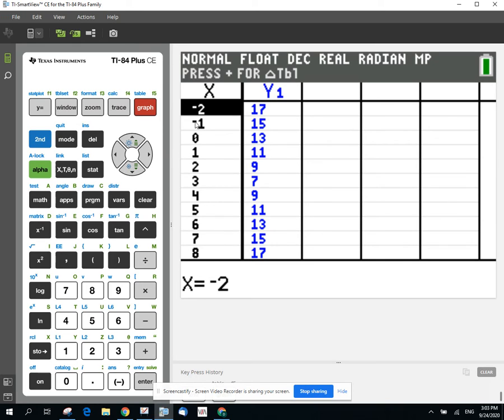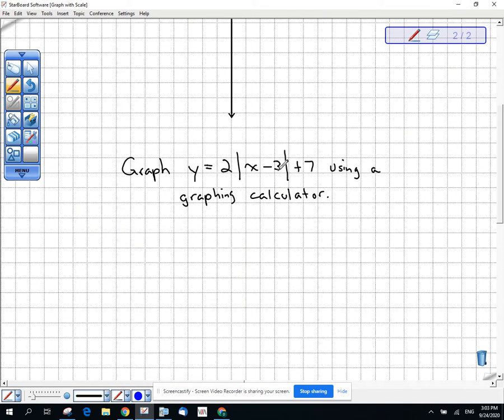Okay. Now look at where the vertex is. It's at 3, 7, right? As I look down here, 17, 15, 13, 11, 9, 7, and then back up, 9, 11, 13, 15, 17. So right here is the vertex, 3, 7. And I'll tell you something, it's not a coincidence that you see a 3 here and a 7 here, but we'll talk about that in the next lesson, okay?